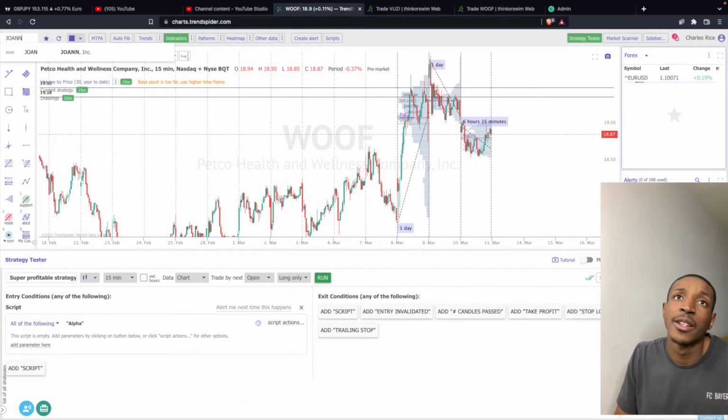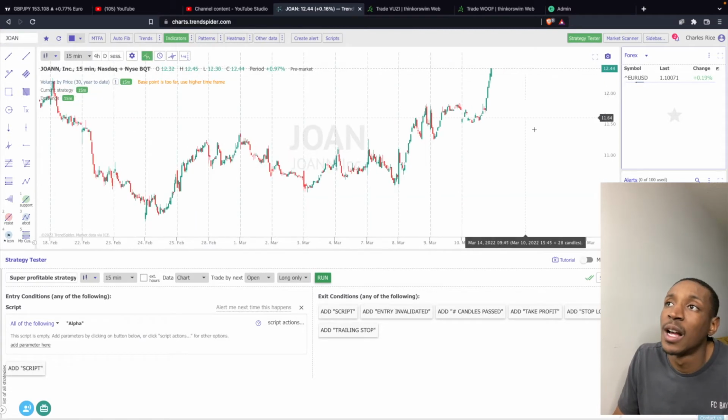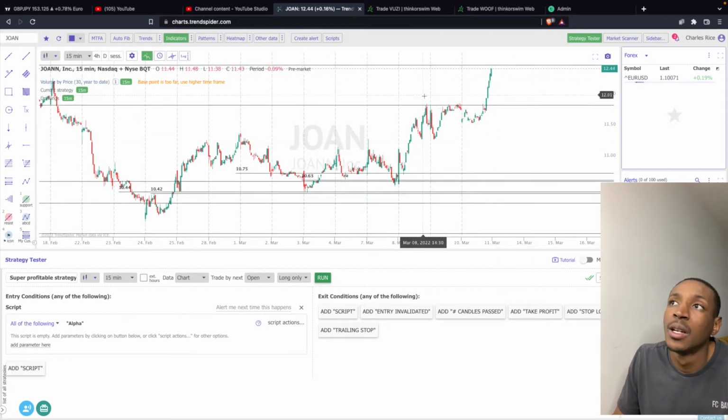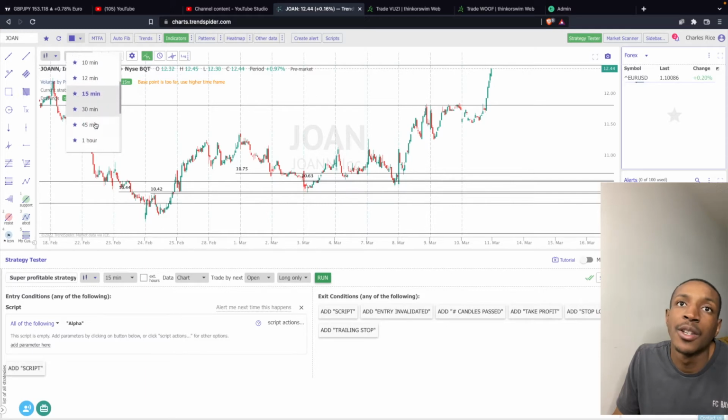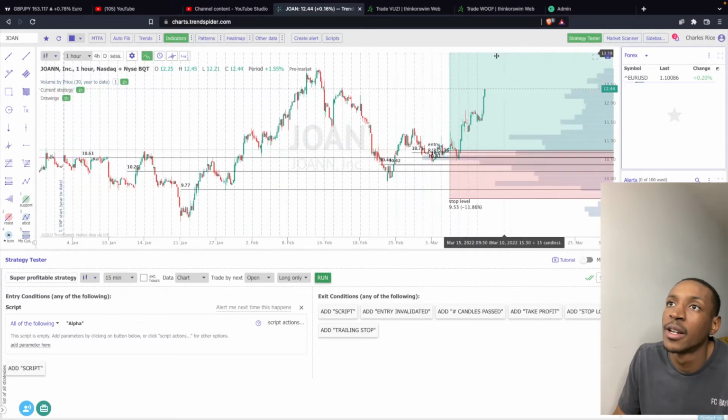Joan is actually moving the best in terms of these options plays. As you can see here, it started moving up, started breaking higher pretty aggressively towards the end of yesterday. That's how it ended the session yesterday, breaking higher this aggressively. And here's the actual stop loss, take profit, all that stuff.